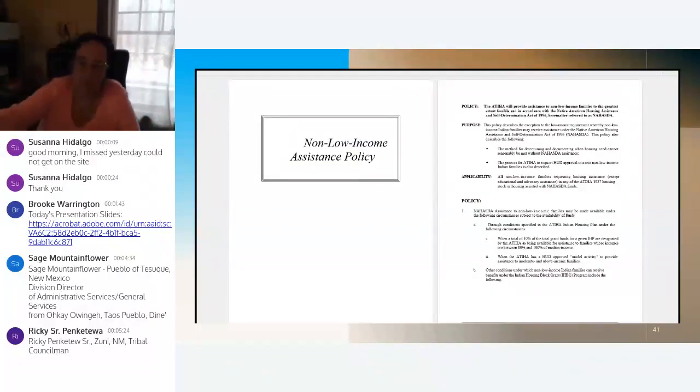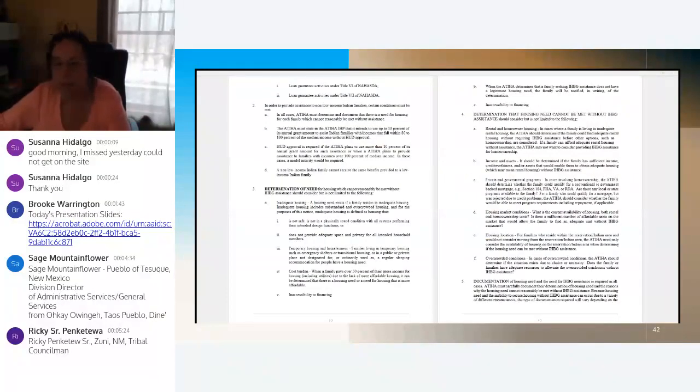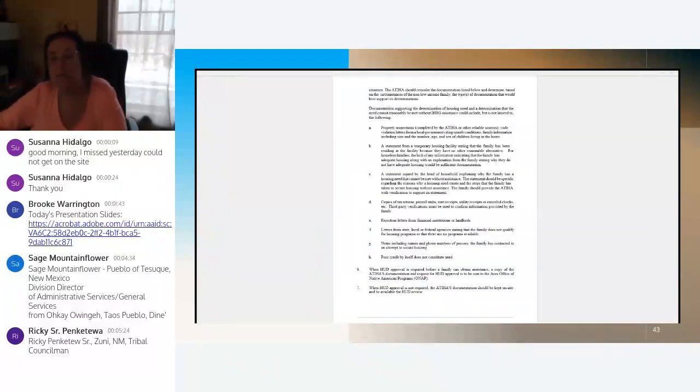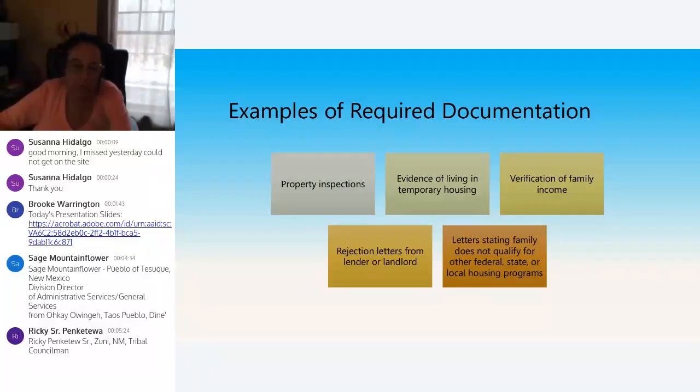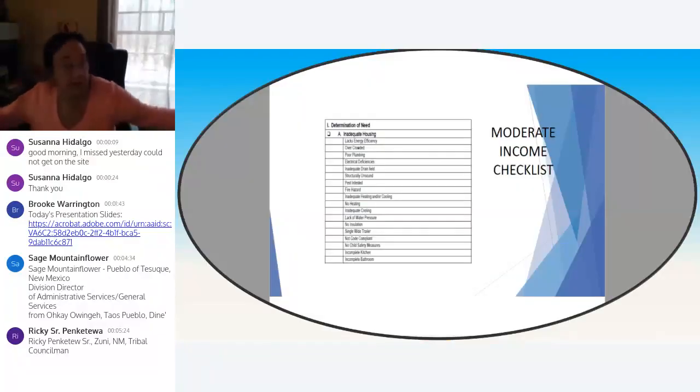So, something like this. And it lays it out: the policy, the purpose, the applicability, the determination and need, the determination that the housing cannot be met without the assistance, rejection letters, the different things that you can utilize. Some of those required documents could be property inspections, evidence of living in temporary housing, verification of the family's income, rejection letters from lenders or landlords, letters stating the family doesn't qualify for any other federal, state, or local housing program, or there's none available.